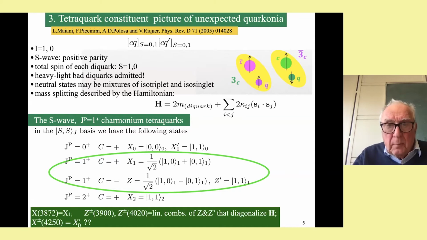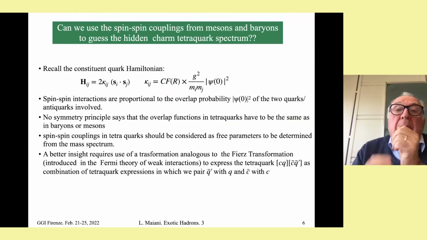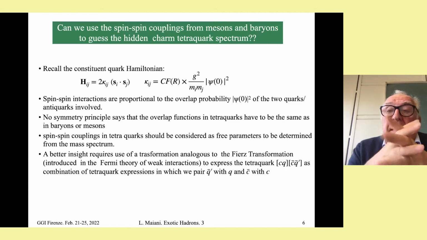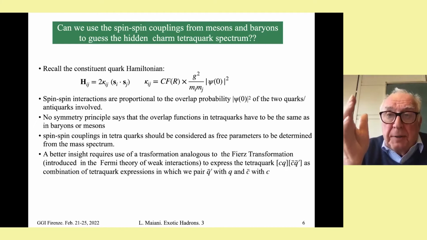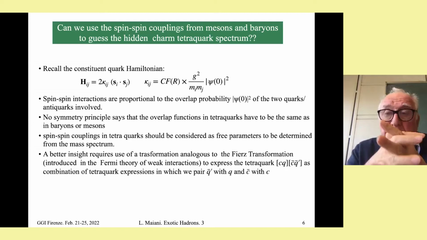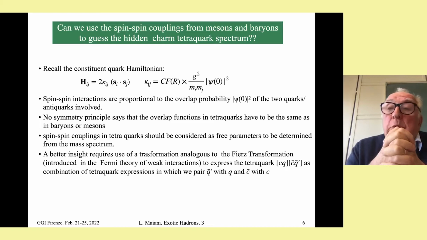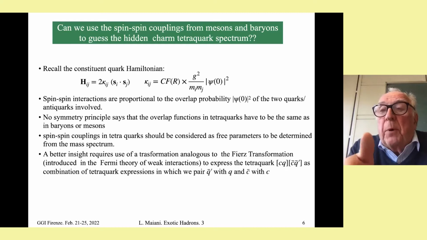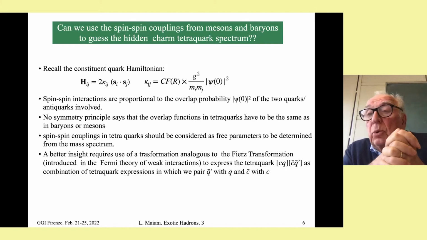Now, as I showed you yesterday, we can derive a whole battery of spin-spin interactions between quarks and anti-quarks from the spectrum of the mesons and baryons. And the first idea that we had was to use exactly that table that I showed you yesterday to compose the Hamiltonian of the thing. That leads to a small disaster, as I will show you.